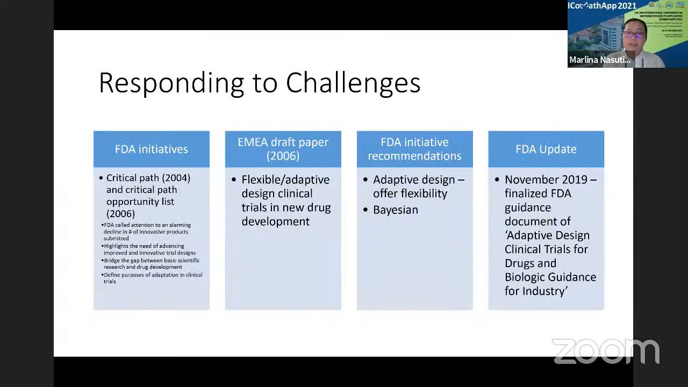Because of that, there are actions that are being initiated by regulatory agencies, FDA, EMA, of course, in other countries as well, China FDA, as well as Japan, India.